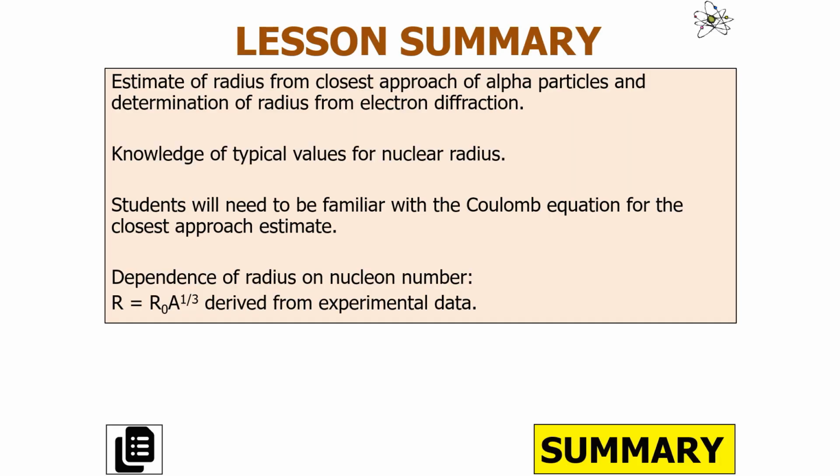So what can we summarise from today's lesson? We can estimate a radius of the nucleus from the closest approach of alpha particles and then determine our radius from electron diffraction. We should have knowledge of typical values of the nuclear radius and understand how the Coulomb equation can be used for the closest approach estimate. We can then understand our dependence of radius on the nucleon number with R equals R0 A to the power of a third, derived from experimental data.